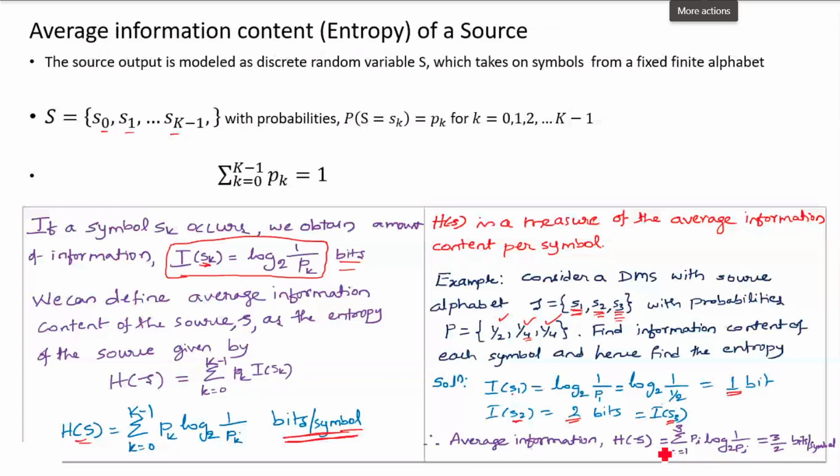And on the average, if I take the entropy of the source, the average information content per symbol, summation i equal to 1 to 3 of p_i log 1 upon p_i to the base 2, if you simplify, you will get 3 by 2 bits of information per symbol. So the average information content of the source is 3 by 2 bits per symbol.